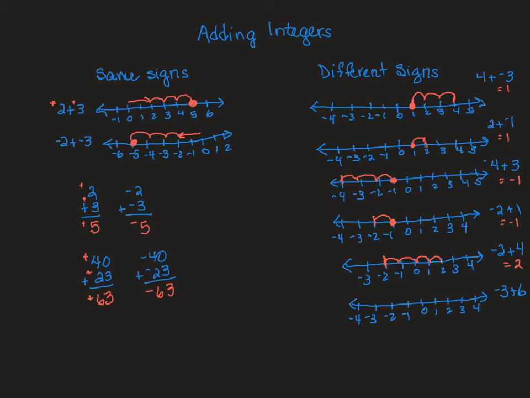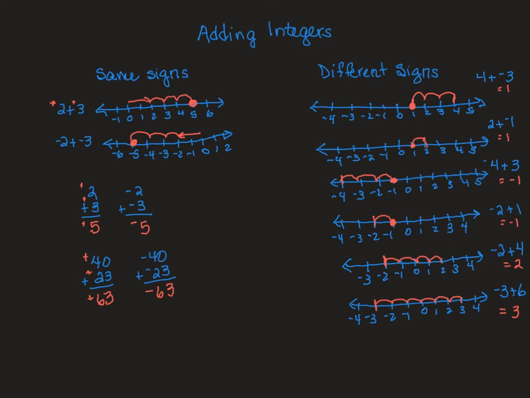The last one, I'm starting at -3, and I'm adding 6 positives, so I'm going in the positive direction. 1, 2, 3, 4, 5, 6, and my answer is +3. Notice that I had 3 negatives, 6 positives, and so the answer is positive. It's +3.